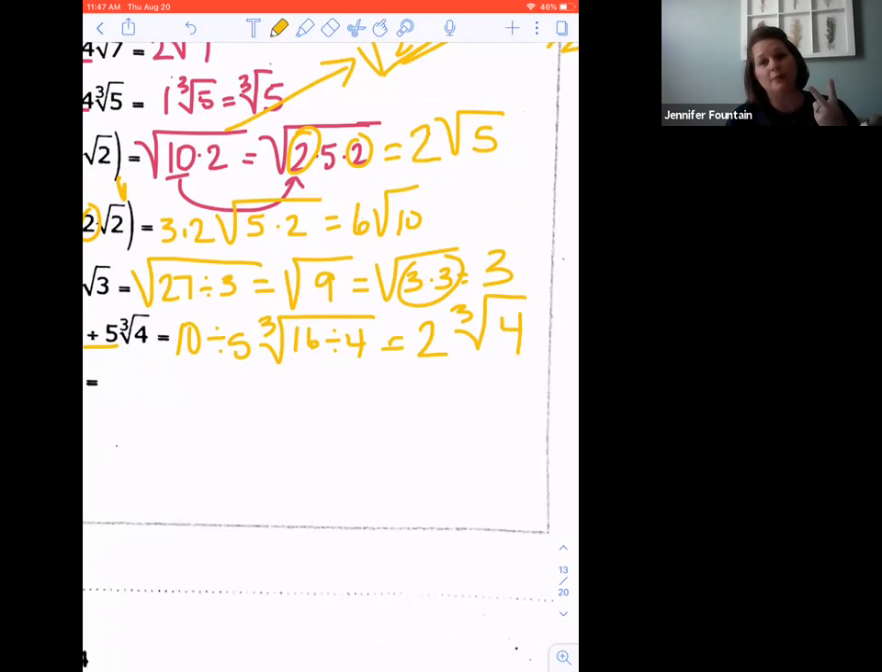10 divided by 5 equals 2 times the cubed root of 16 divided by 4, which is 4. I know that 4 is 2 times 2, so I could not get 3 buddies out of that, so I cannot simplify the cubed root of 4. That's as simple as it will go.